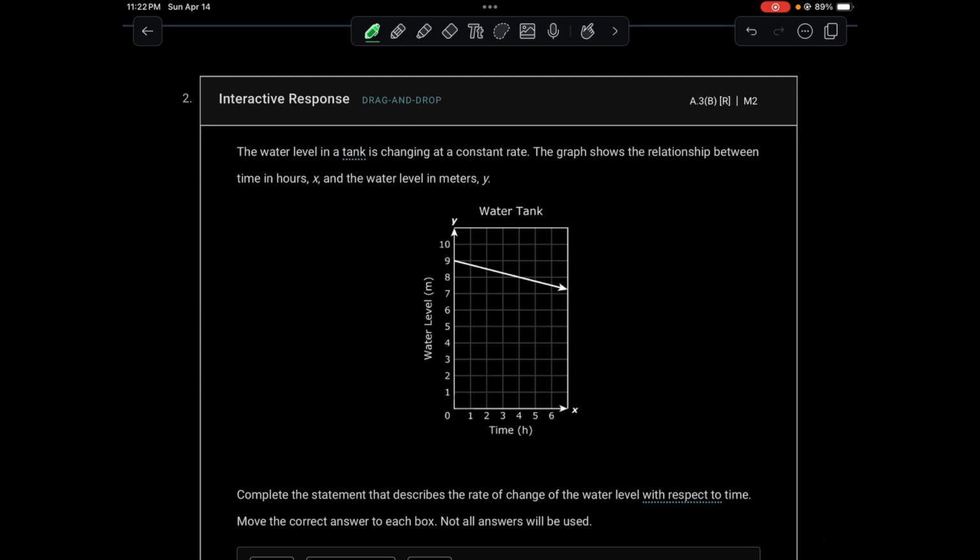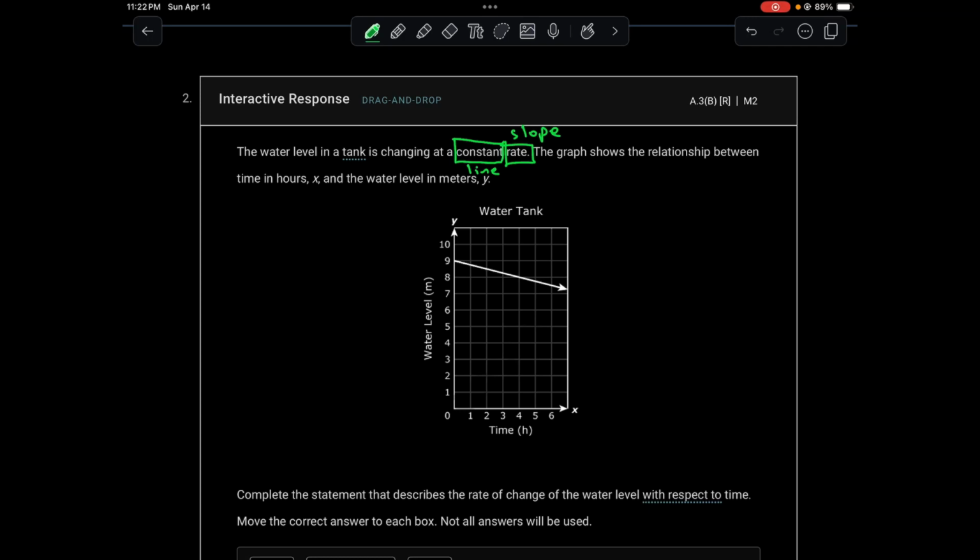The water level in a tank is changing at a constant rate. Okay, what is that constant rate? That refers to the slope. Rate, or rate of change, when it comes to a graph, is the slope. And what does constant mean? Let's go one by one here. The rate is the slope. When it says constant, that means it's just a line, because only lines have a constant slope.